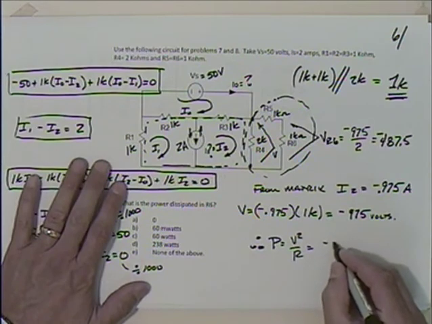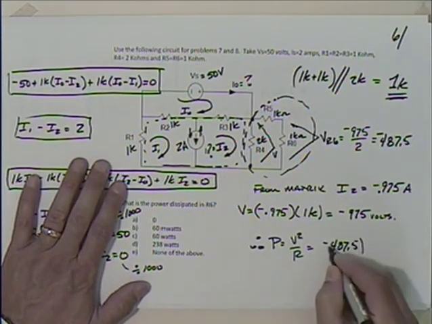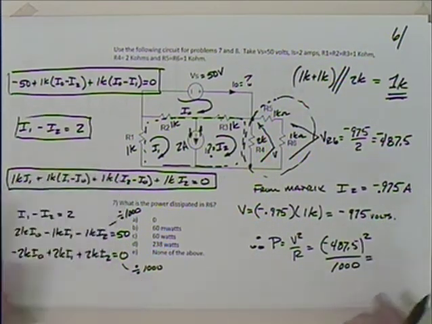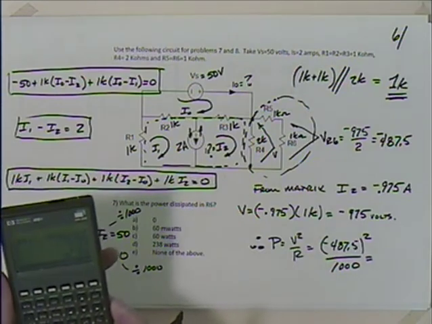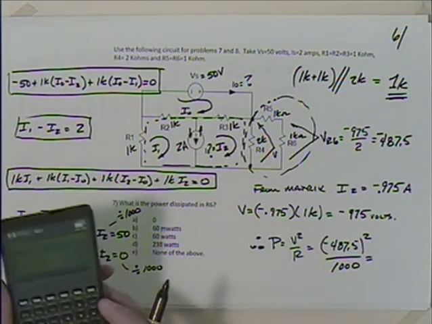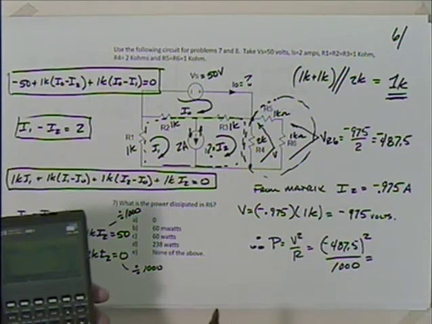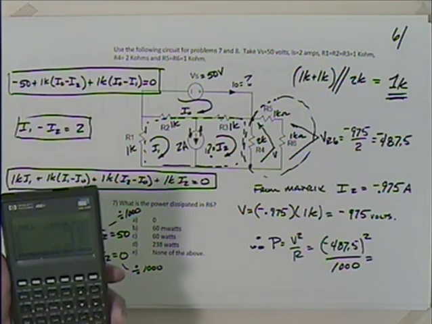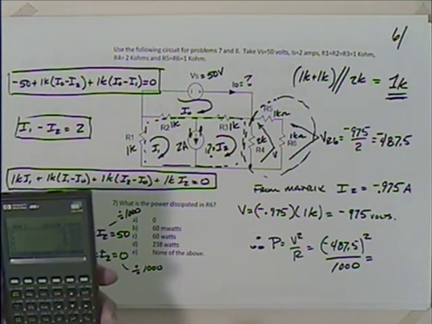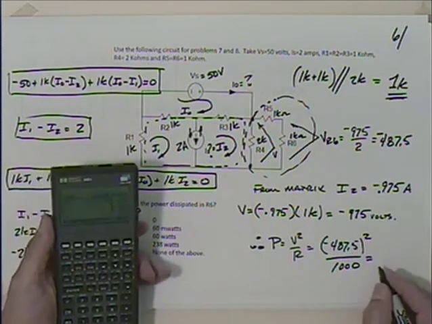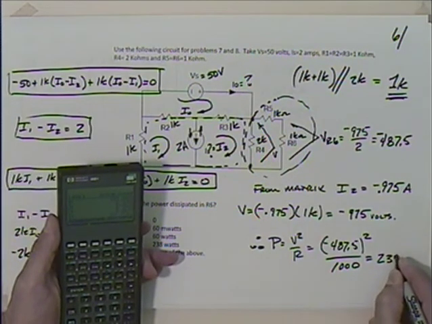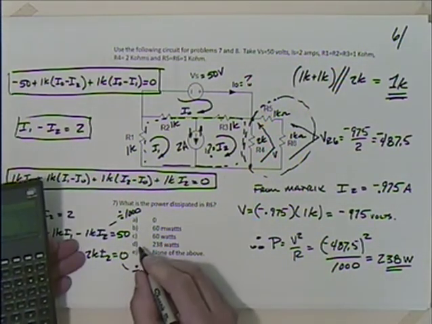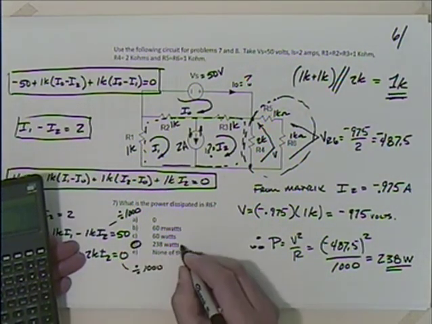So I've got minus 487.5 squared divided by the resistance, which is 1,000. So I got 237.6, we'll say 238, and that would be watts because I'm using the ohms. 238, right there, D. Good.